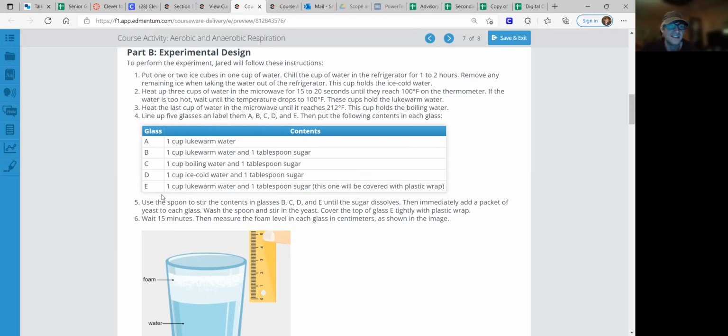Line up 5 glasses and label them A, B, C, D, and E. Then put the following contents in each glass. So we've got the lukewarm water. We've got the lukewarm water and a tablespoon of sugar. Boiling water, tablespoon of sugar. Cold water, 1 tablespoon of sugar. Lukewarm water and a tablespoon of sugar, covered with plastic wrap.